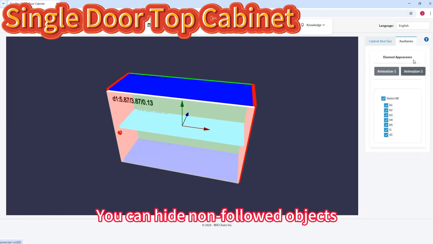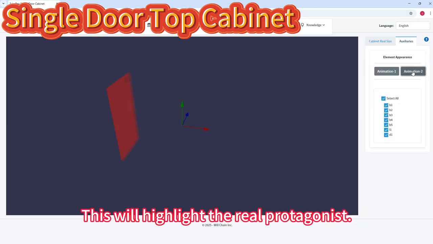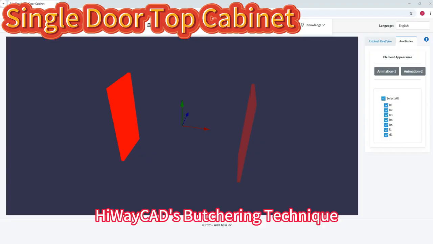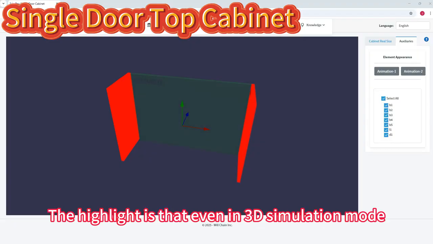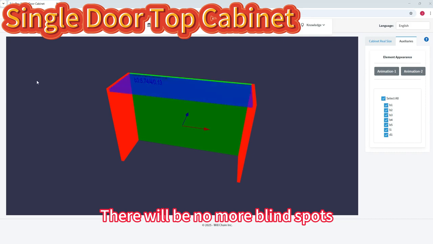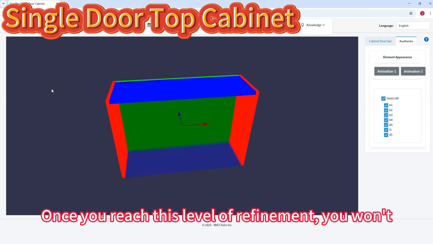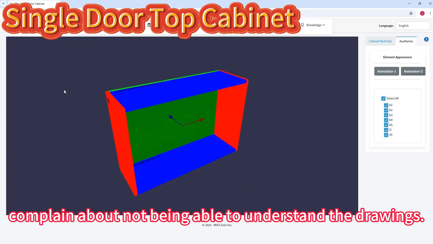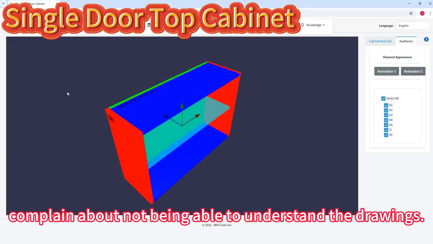You can hide non-followed objects. This will highlight the real protagonist. HiWayCAD's butchering technique. The highlight is that even in 3D simulation mode, there will be no more blind spots. Once you reach this level of refinement, you won't complain about not being able to understand the drawings.